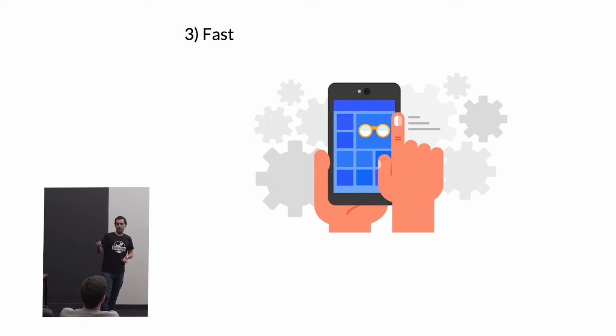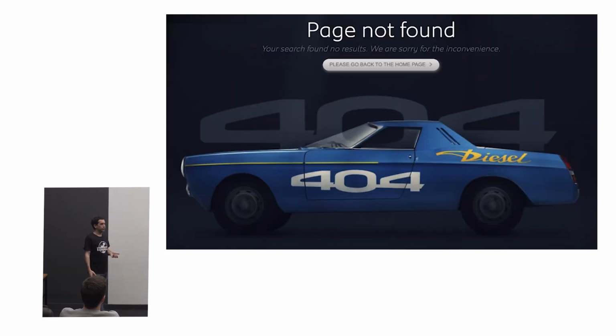And finally, the third pillar of progressive web apps is that they should be fast. For this, we don't have any tool. This is up to us to implement a web that is performant and as fast as it should be. I really like this 404 page from PureShot.